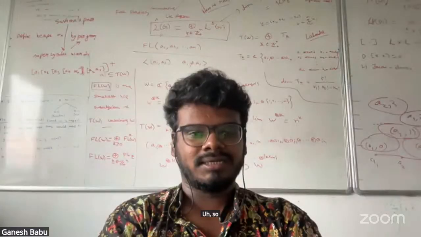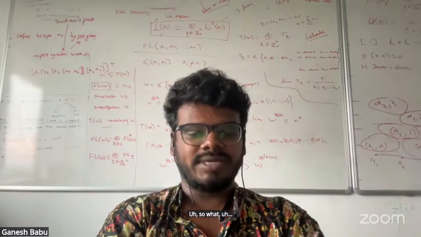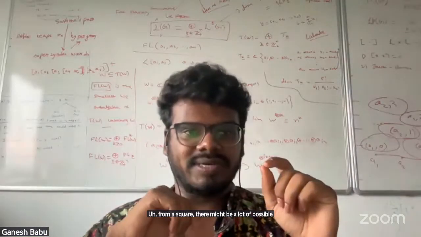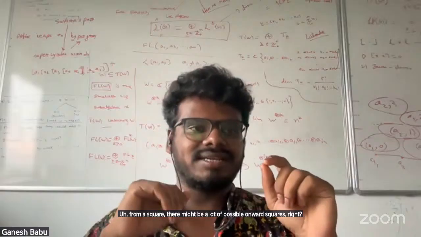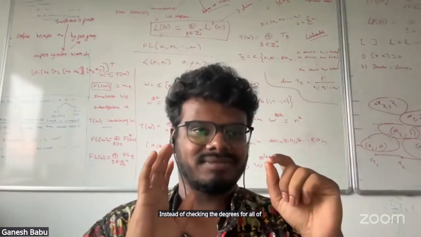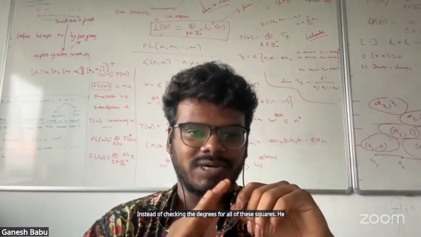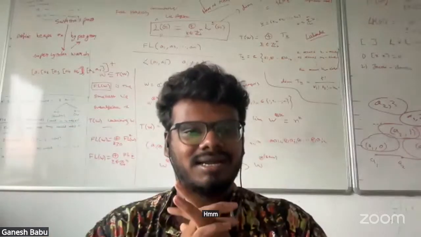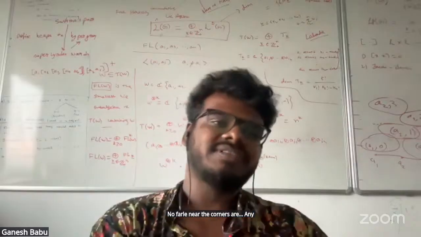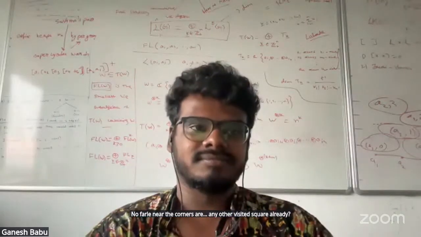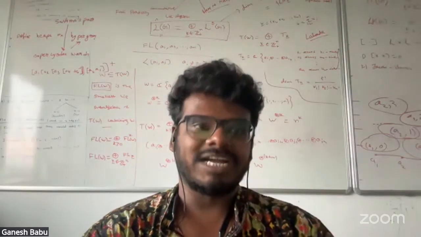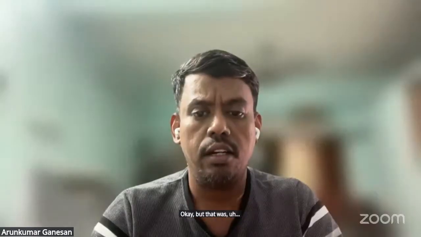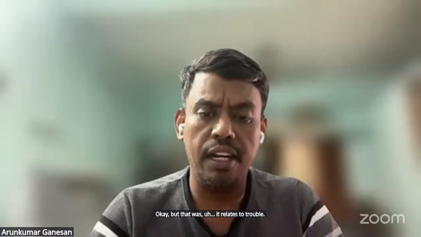So what he is doing is, from a square, there might be a lot of possible onward squares, right? Instead of checking the degrees for all of these squares, he is going to check only the ones which are fairly near the corners or any other visited square already. Out of that, he'll choose the one with the lowest degree. It may lead to trouble.